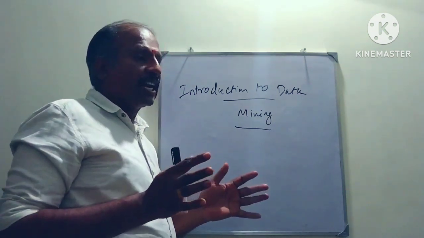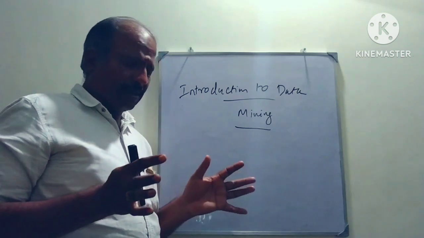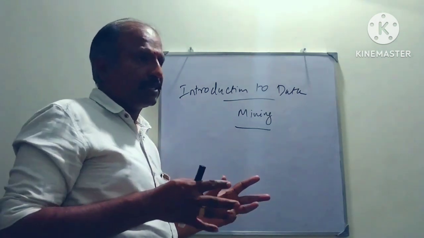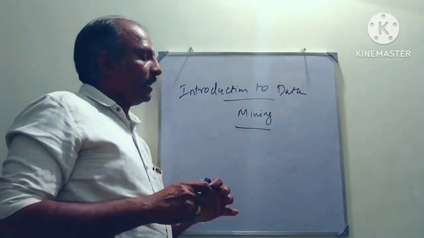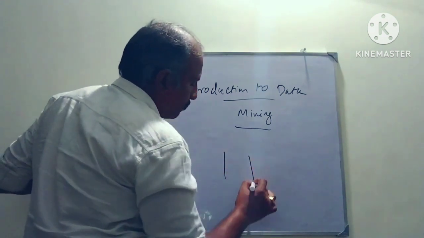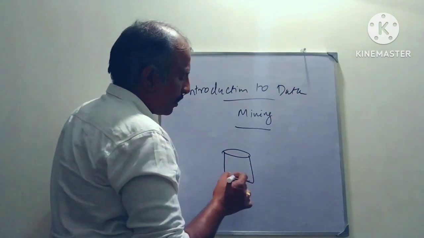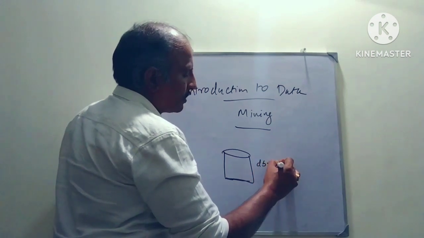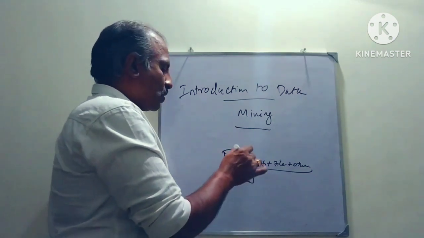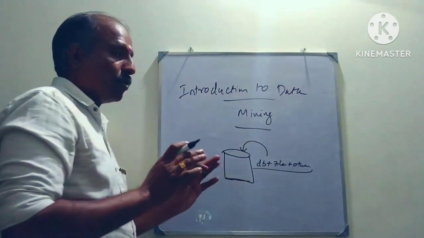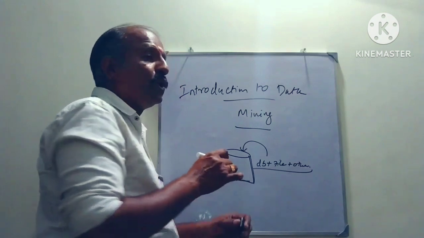A data warehouse is a collection of a huge amount of data. In the data warehouse, different kinds of databases, flat files, and other data are stored in a centralized place. This is called a data warehouse. So we store different kinds of data: database plus files plus others. It is a centralized place where we store a huge amount of data.